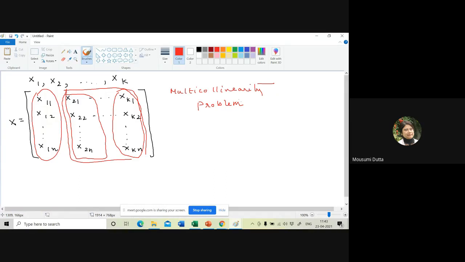And in the presence of multicollinearity, we cannot derive efficient estimators of the regression coefficients. And hence, we need to remove this problem before starting the estimation process.